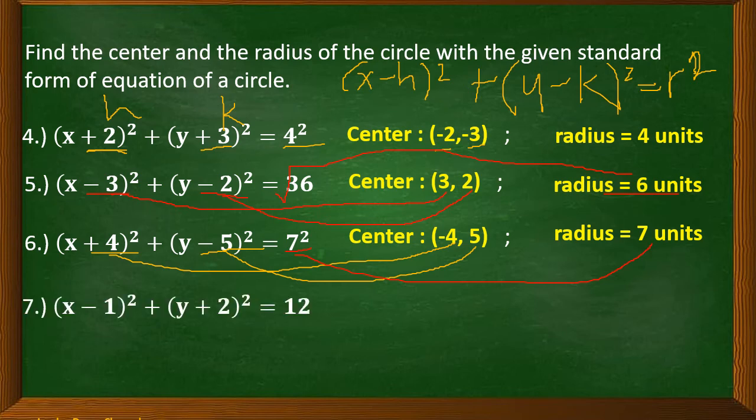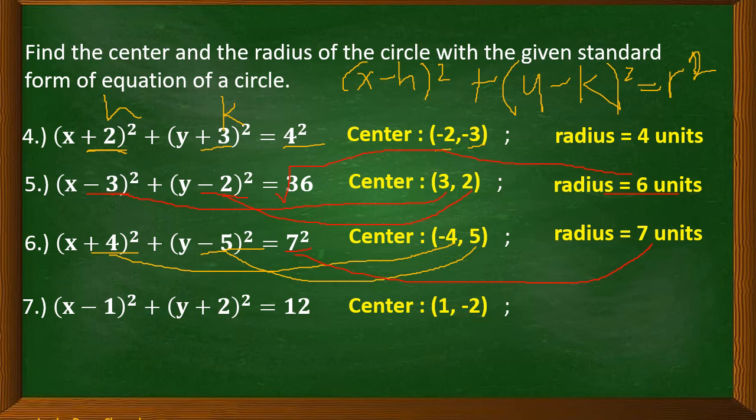Another example. Quantity of x minus 1 squared plus quantity of y plus 2 squared is equal to 12. Same with the previous example. Our center here, this is negative, so we'll have positive 1. And here, positive 2, we have negative 2.